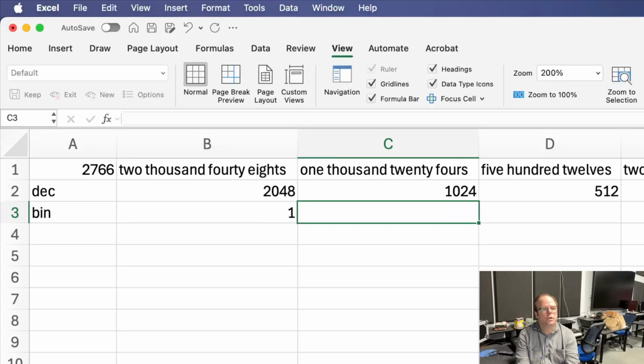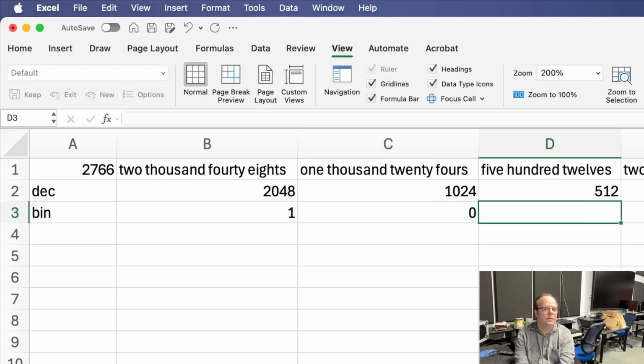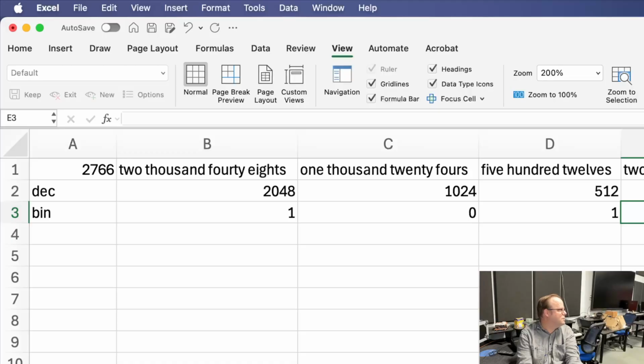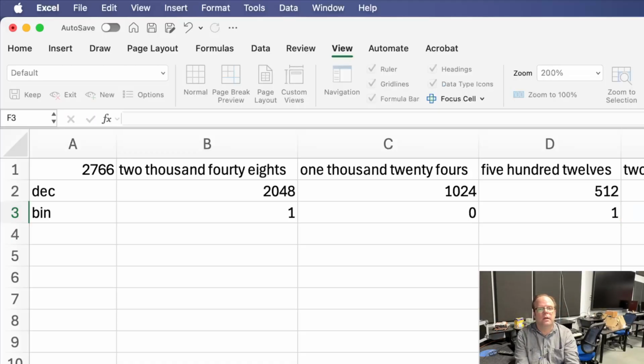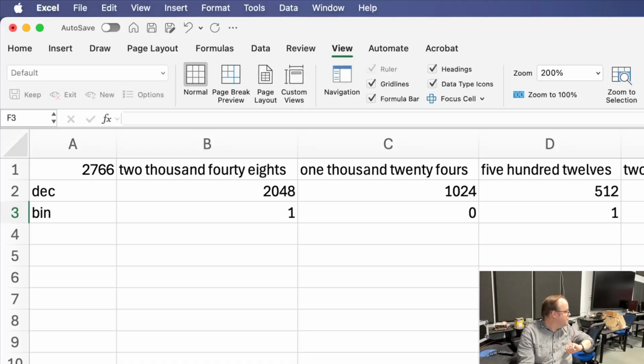Okay, so what are we left with? 718. So no 1024s, right? But I could fit a 512 in there, couldn't I? And you get 206. We've got 206 left. I can't fit a 256 in there now, can I? But I can fit a 128. So now what do I have left? 78. I can fit a 64.